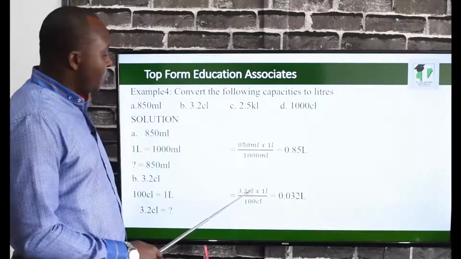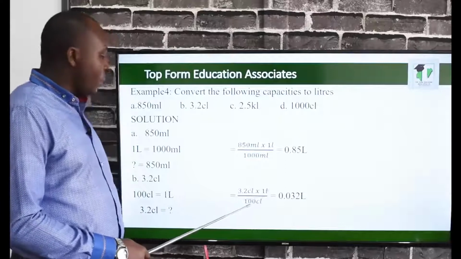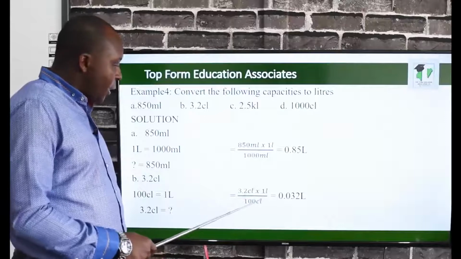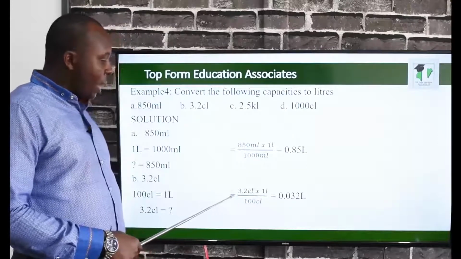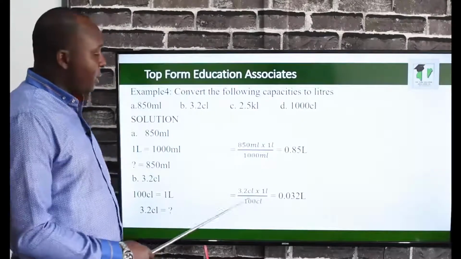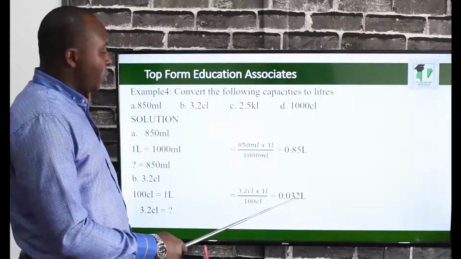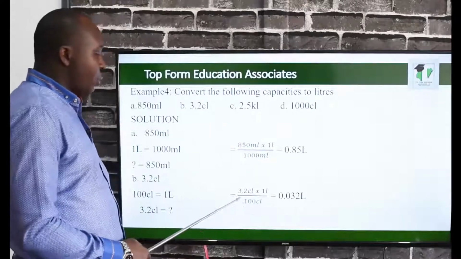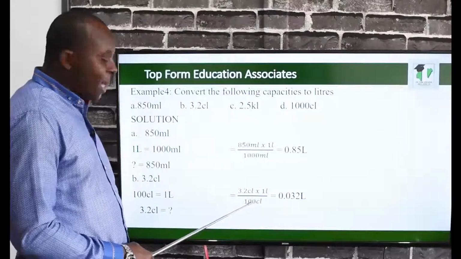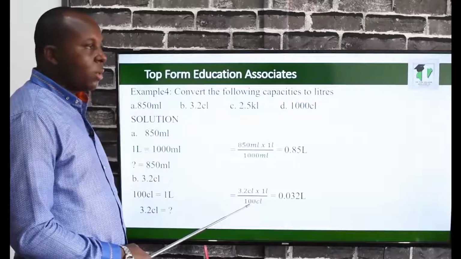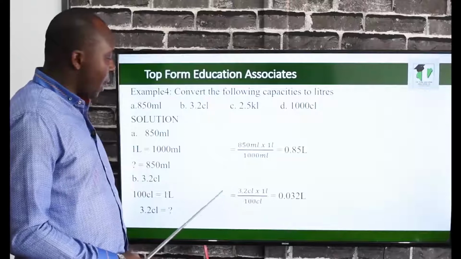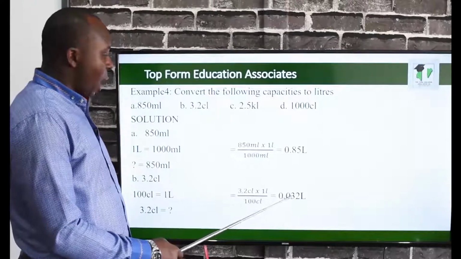So 3.2 cl times 1 liter over 100 cl. cl will cancel cl. So I am left with 3.2 times 1 liter over 100. When I divide this, it will give me 0.032 liters. To divide by powers of ten, I've told you, you move the decimal point to the left-hand side by the number of 0s you have in the denominator. That will determine the number of times we are going to move it. So when we move it by 1, we put 0 here, put another 0. So now we move here 1, 2.